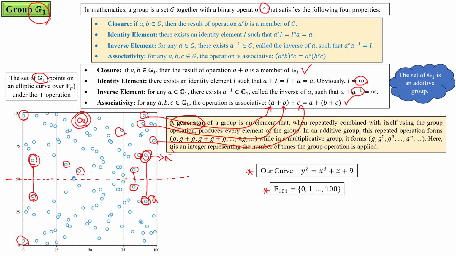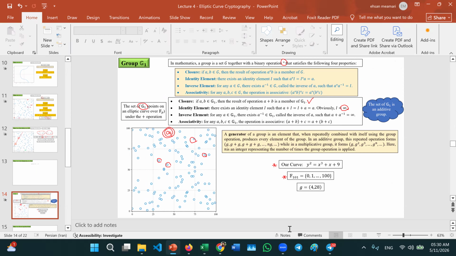But anyway, for this group, we want to say that the generator is (4, 28), right? I don't know, maybe the point is here. Yeah, maybe this is the point. So if you multiply this generator by itself n times, you should be able to generate all of these other elements. So let's check in the website to see how it works, right?